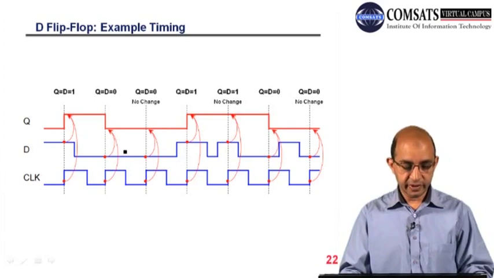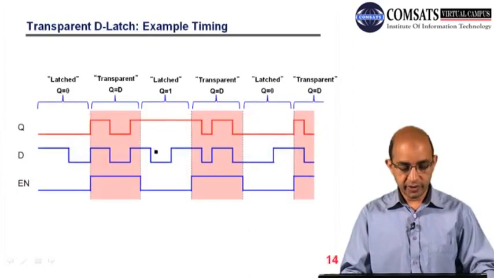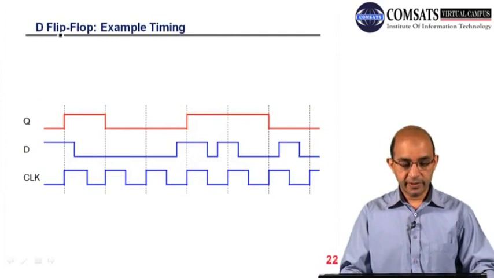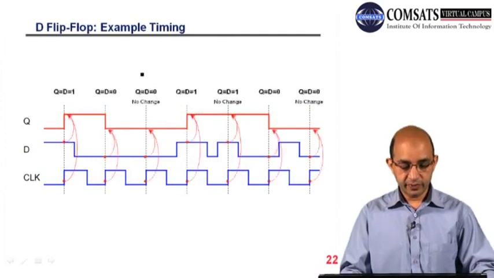The difference is that here we have a change only at the active edge, so you will see the difference. Here we can see the replication, but over here you can see that we don't have the replication.